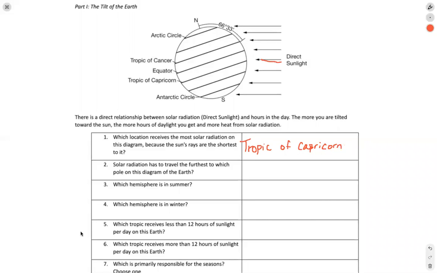All right, and then we're going to jump down to number 5. All right, y'all are very off topic in the chat over there, so let's keep up with where we're at.